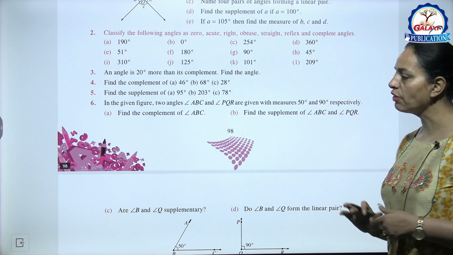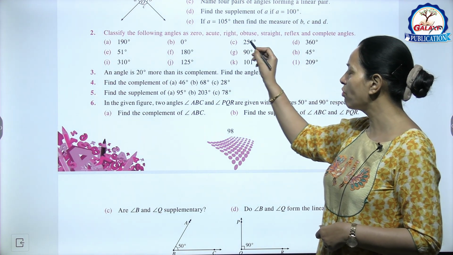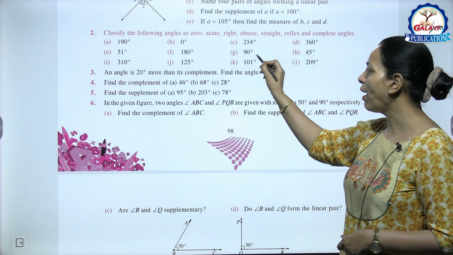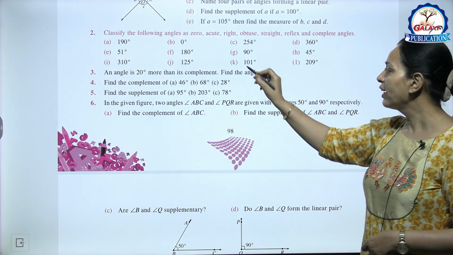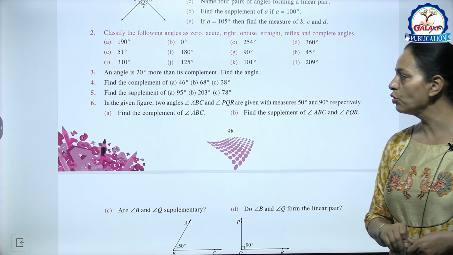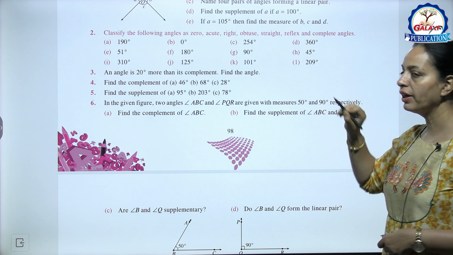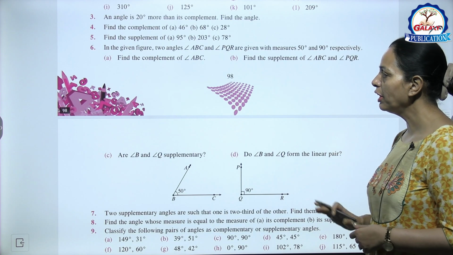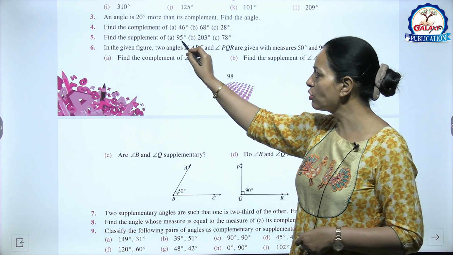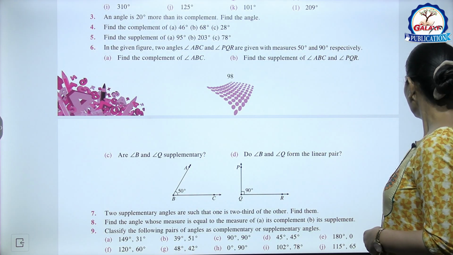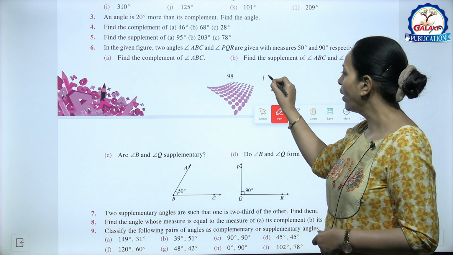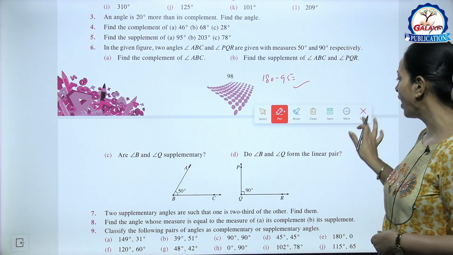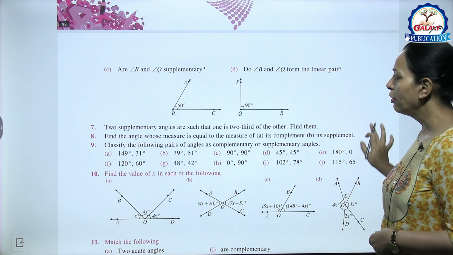Now question number 2, classify the following angles as zero, acute, right, obtuse, straight, reflex and complete angle. Like G part 90 degree, this is the right angle. K 101 degree, this is obtuse angle. This one 209 degree, this is reflex angle. Okay, similarly you can try remaining parts. Like the 5th question, find the supplement of, like A part, 95 degree. So how will we find the supplement? We subtract 95 from 180. Okay, that is the answer. Similarly you can try remaining parts.